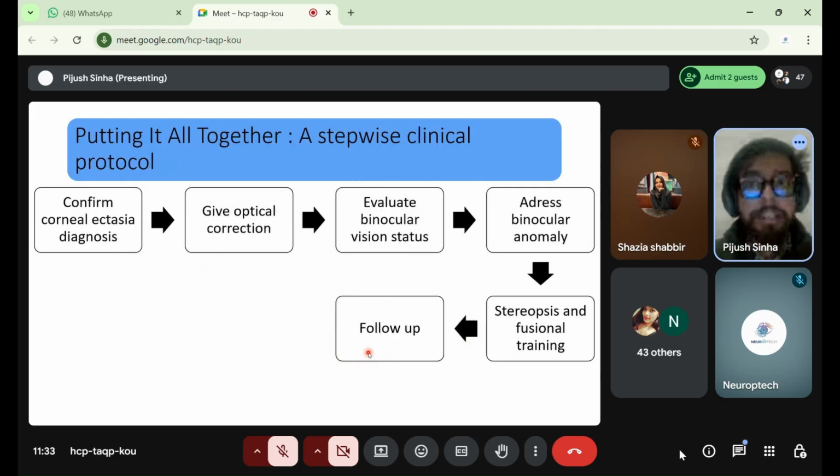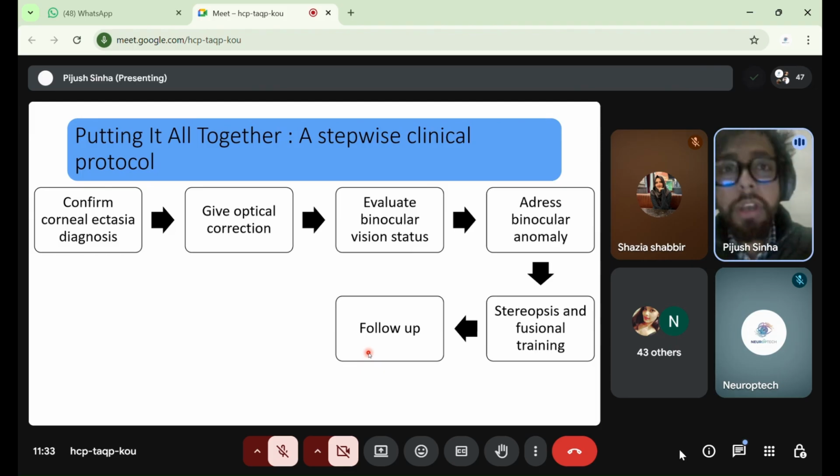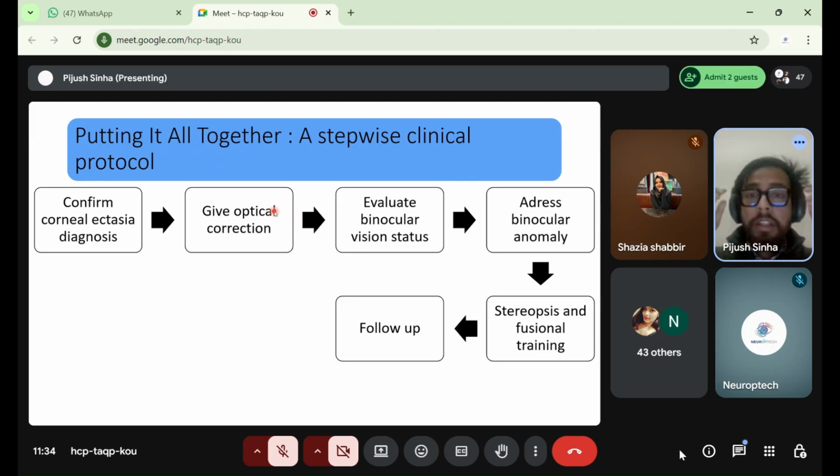Putting it all together, a stepwise clinical protocol. First, confirm it's a case of corneal ectasia. So here you need to have a basic idea of how to diagnose a case of corneal ectasia. You need to know what the signs of keratoconus are. There are the classical 7 signs of keratoconus, right? In slit lamp, you need to know what those 7 signs are, and then give the patient proper optical correction, then evaluate the binocular vision status, where if there is any anomaly, then properly address it and give the management of it.